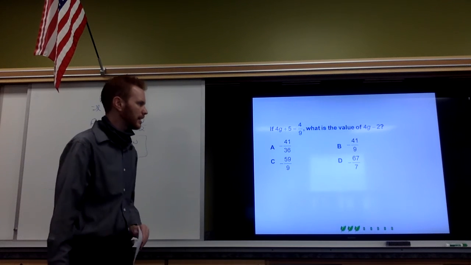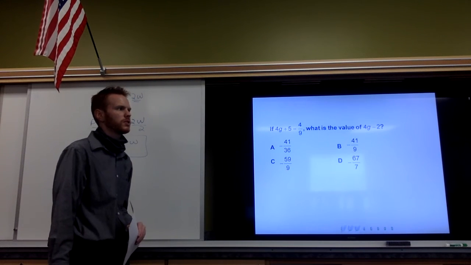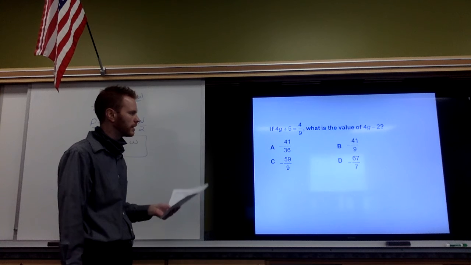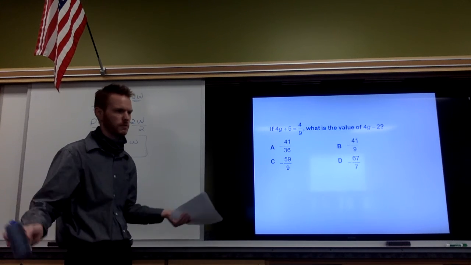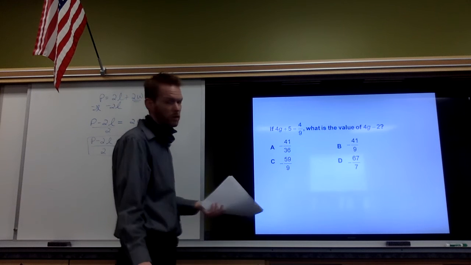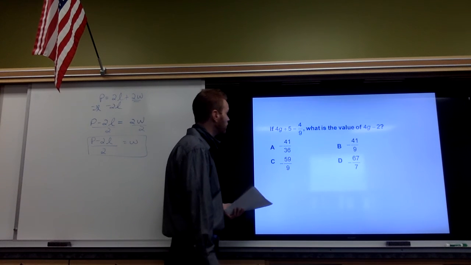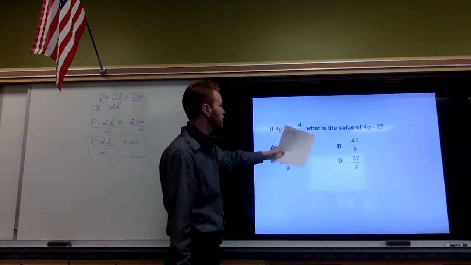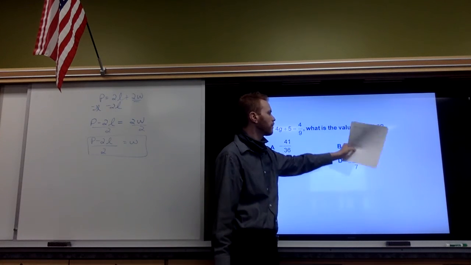I don't know if this was a state test question or an ACT question, but it came up in some sort of standardized test practice. And I thought, hey, this is probably a good problem to try out. And it's good for equality. Okay? 4g plus 5 equals 4/9. What is the value of 4g minus 2?